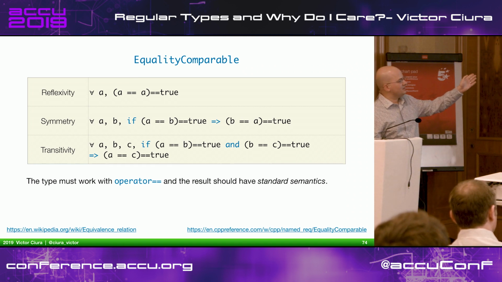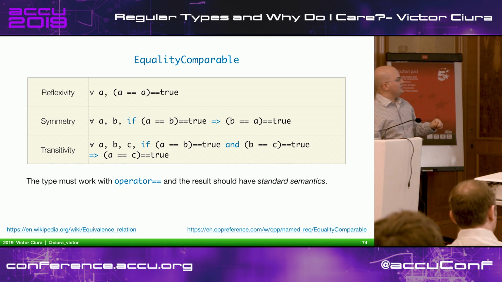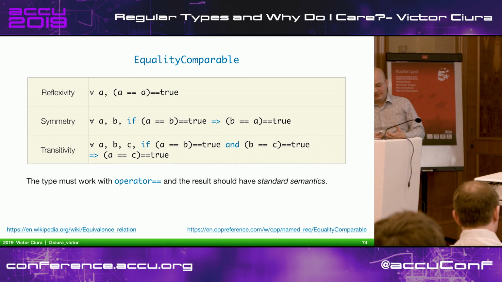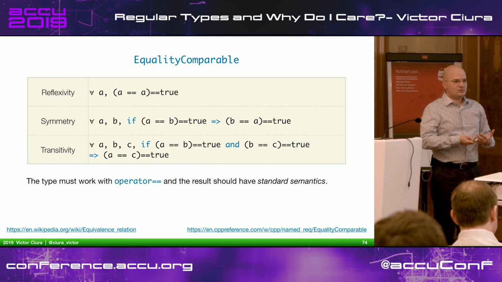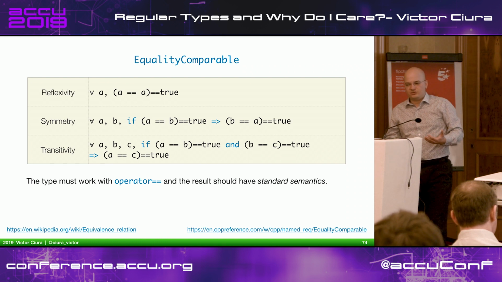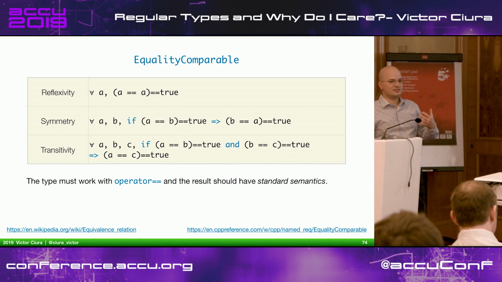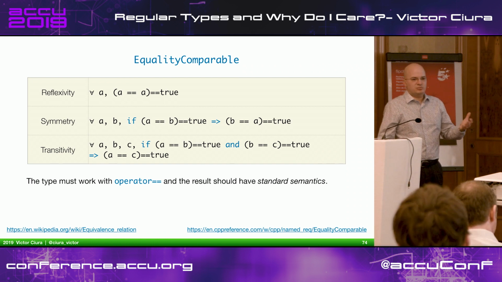Transitivity, of course, we want that for equality. And the types must work with operator equal, and the results should have standard semantics. So even if we're free to choose our own implementation for our types, we cannot make operator equal do something other than actually checking for equivalence or equality. So we have to keep the standard semantics that is expected of us. It's not enough just to return a Boolean.